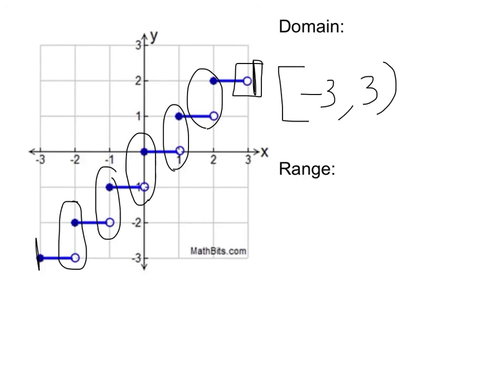Let's have a look at the range. Well, the range, again, these are all the values, so we'll just have a look here. And we're just going to write these as a list because none of these are connected. So all we're going to say is y is equal to minus 3, minus 2, minus 1, 0, 1, and 2.